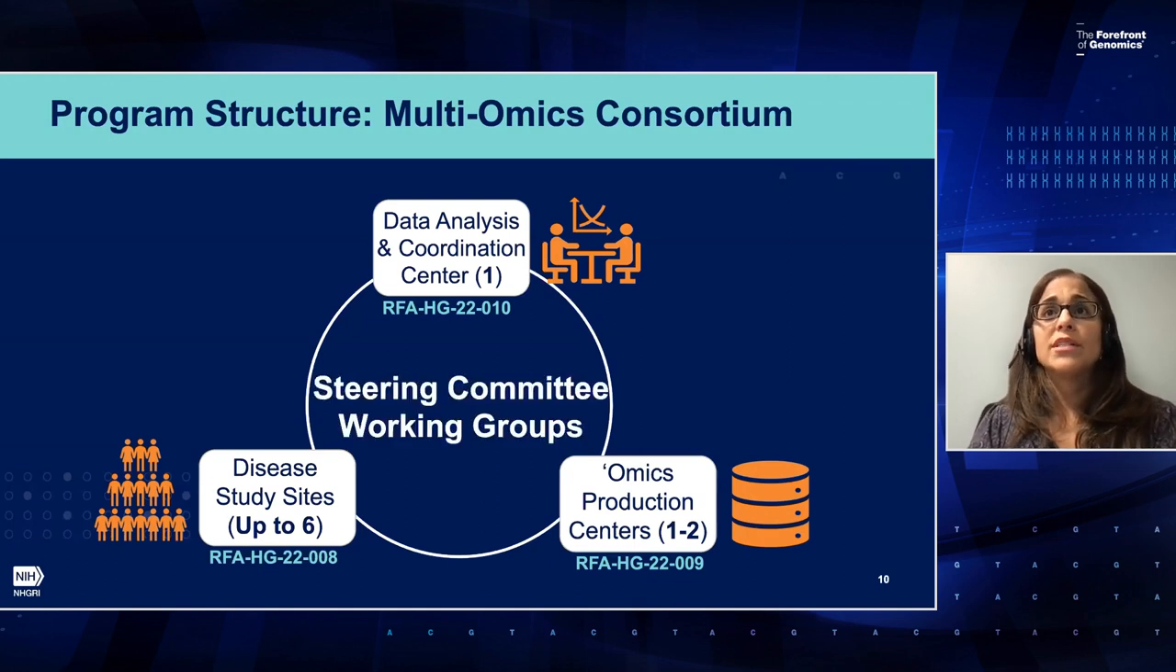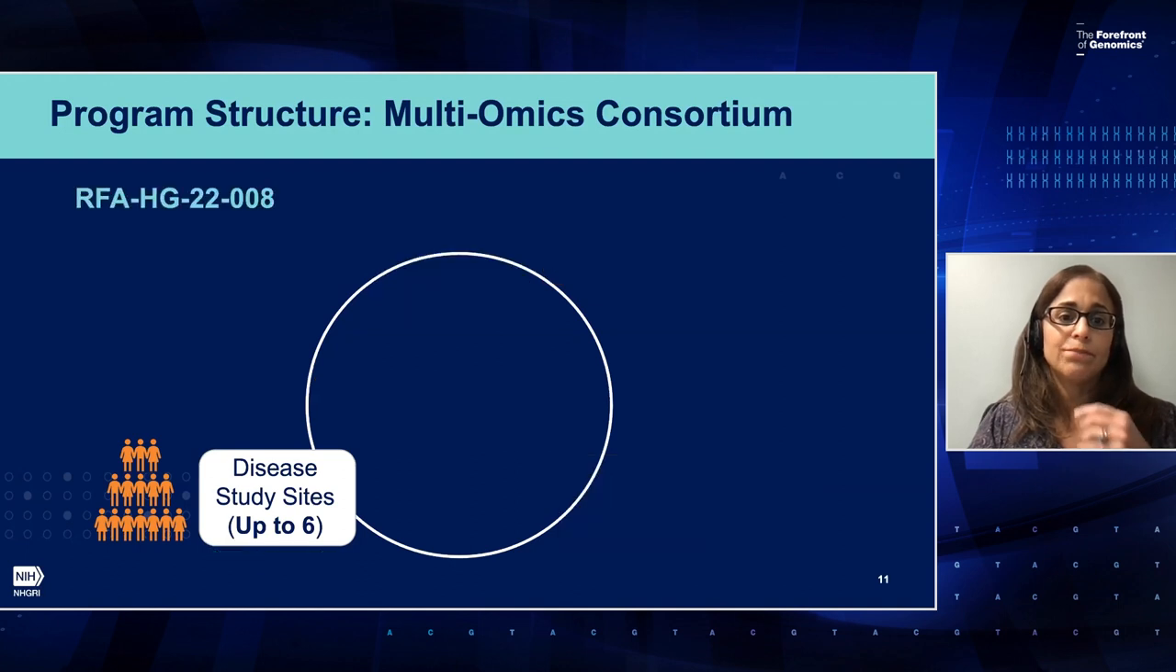Now, the 3 components will form a steering committee for governance and working groups to carry out the work of the consortium. I will now go in and describe key aspects of each component in a bit more detail. And just as a reminder, I'm providing an overview here, but you can find more details in the RFAs. And as Erin noted, at the end of this presentation, there will be an opportunity to ask questions.